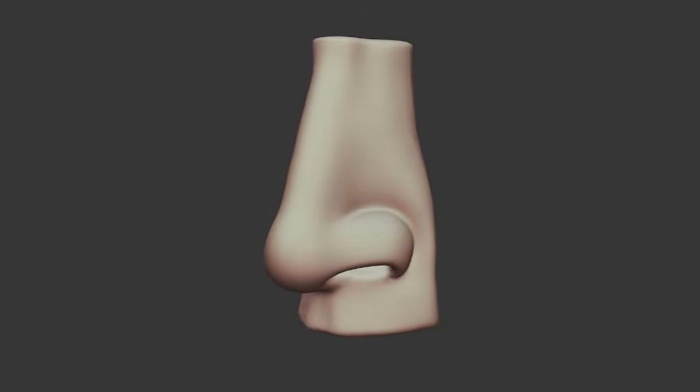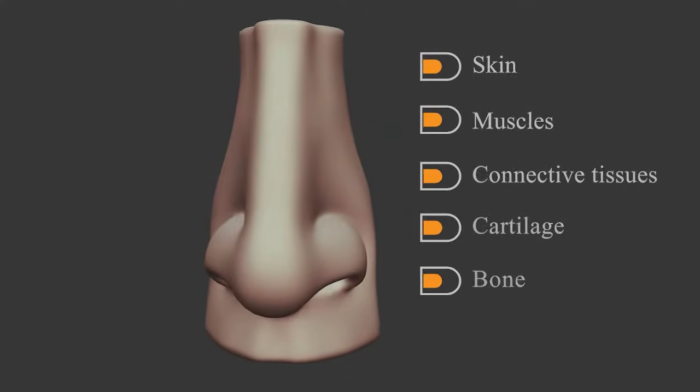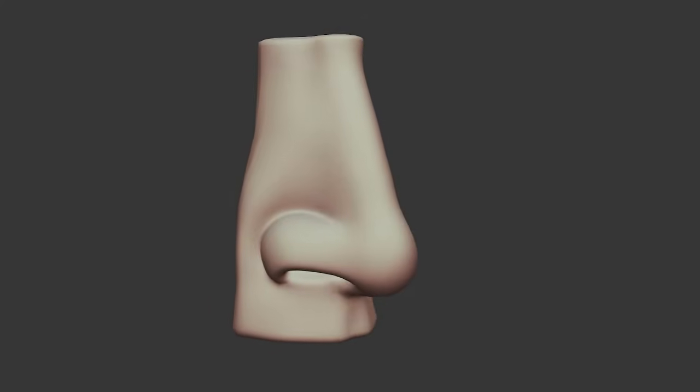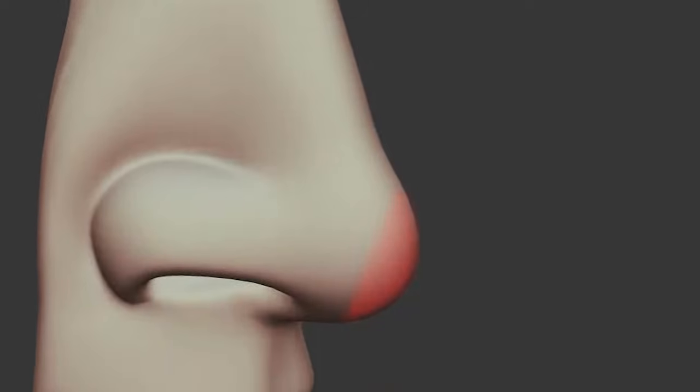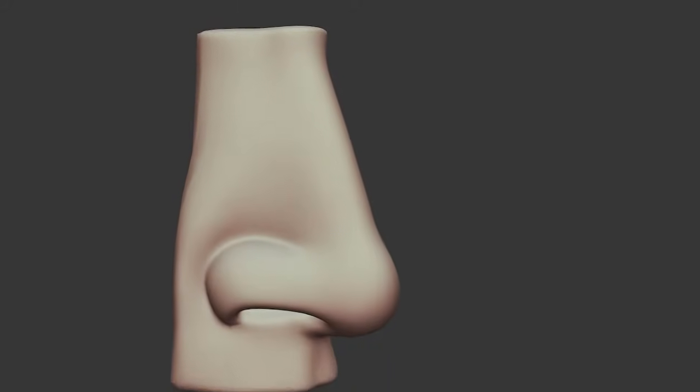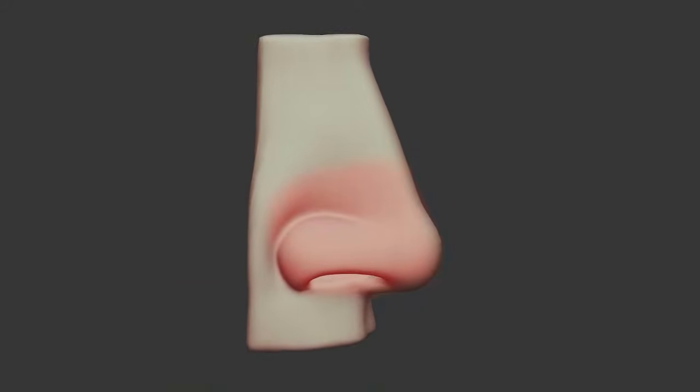External nose. The external part of the nose is what you see on the face. It is made up of skin, muscles, connective tissues, cartilage, and bone. It starts from the root of the nose, which is located between the eyes, and ends at the tip or apex of the nose. The bridge of the nose is the upper portion that is supported by nasal bones, while the lower portion is supported by cartilage.